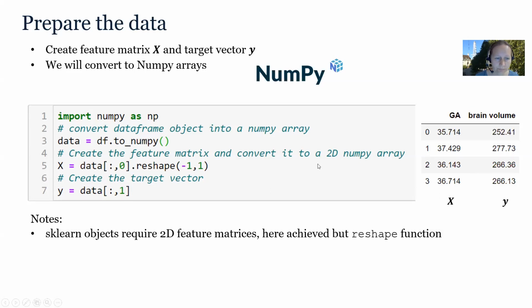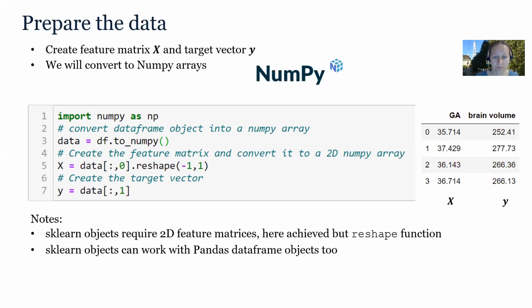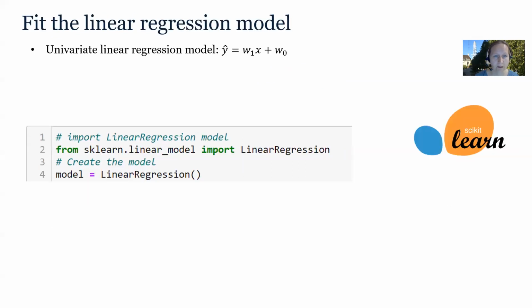2 things to note. First of all, we need to reshape the feature matrix into a 2D array. The reason is that we have only one feature, so this will return a one-dimensional vector, and Scikit-learn objects require 2-dimensional matrices. Second thing to note is that Scikit-learn objects can also work with pandas data frames, so we would not necessarily need to convert. So finally, we are now ready to start using scikit-learn methods.